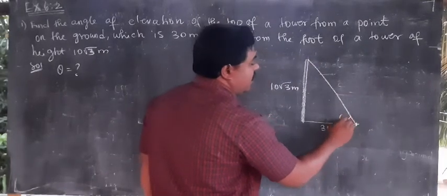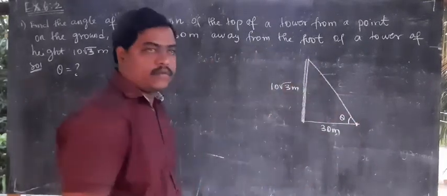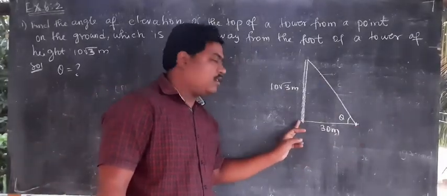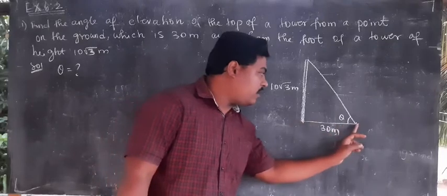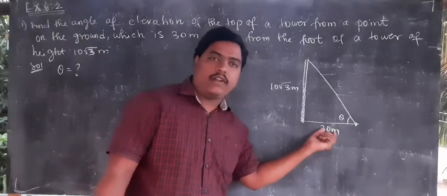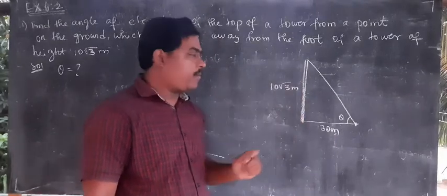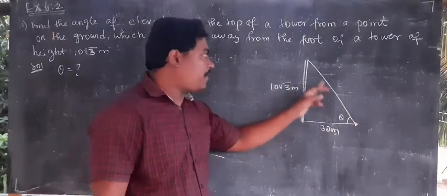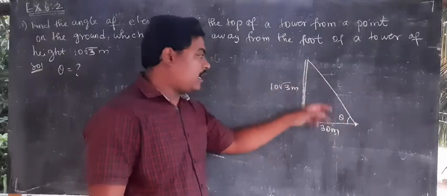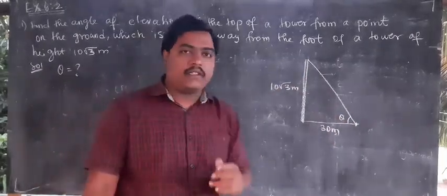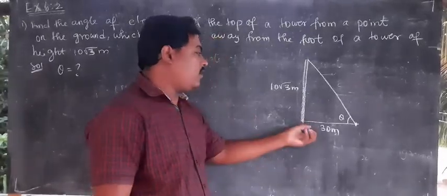You are seeing the top of the tower. Somebody is standing there. Here is the tower. From the tower to here 30 meter distance is given in the sum itself. Height of the tower is 10 root 3. So you are seeing the top of the tower, what is the angle? That is 45 degree or 30 degree or 60 degree. Like that we need to find.